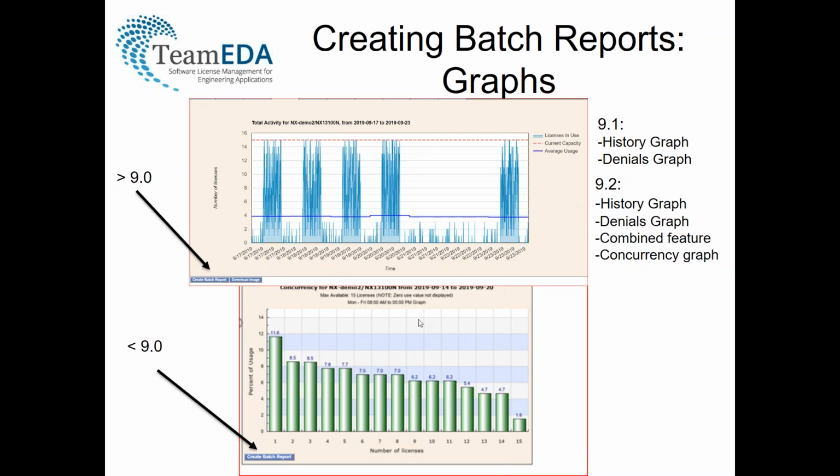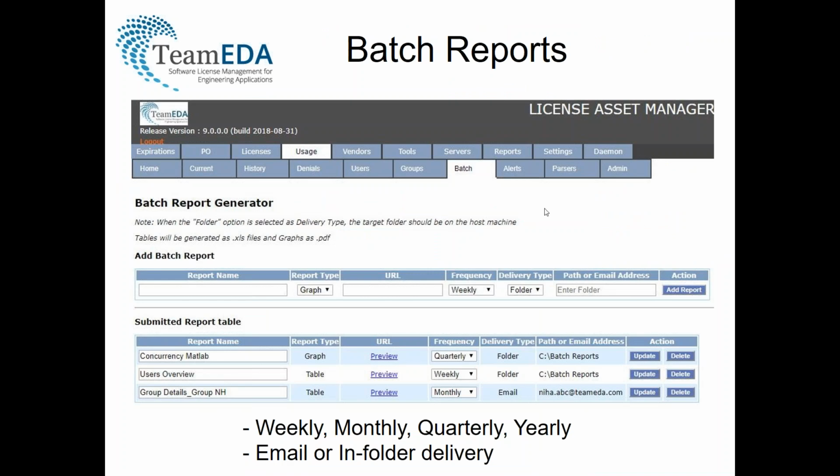But prior to 9.2, you're going to have to perhaps just click on that button down there. The end result is the same. Whether you click on that Create Batch Report or that batch report, it's going to take you to this page. The URL field is going to be completed. You don't need to mess with that.